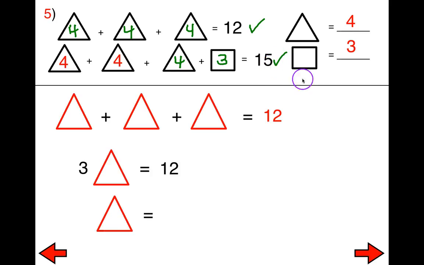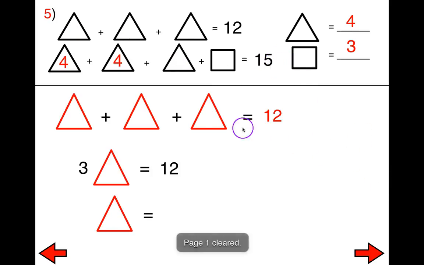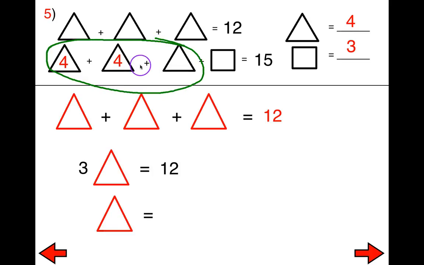So I'm pretty sure that works. Now, some of you may have seen it a different way. Some of you may have seen, hey, look, 3 triangles equals 12. So you could have replaced these 3 triangles with the value 12. You would have gotten 12 plus a square equals 15, which therefore would mean this square is 3 as well.